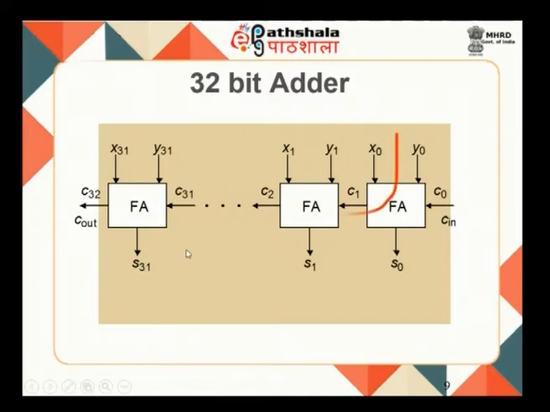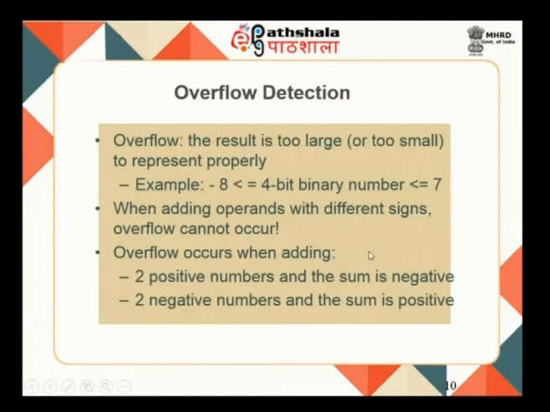Now, if you look at the critical path here, this is the critical path of your full adder circuit. That is the longest path, the path which takes the longest time to traverse in the circuit, is normally called the critical path. So, it is the last sum bit that is getting generated. So, that is your critical path.